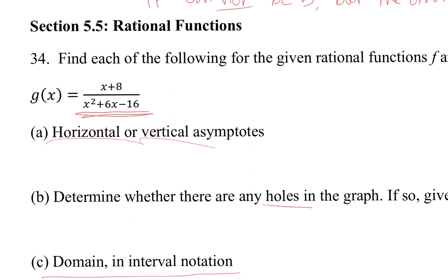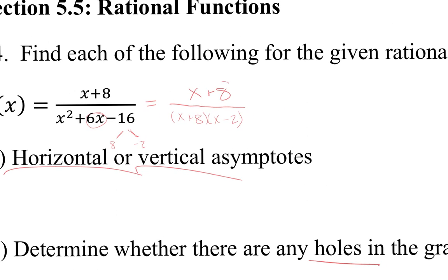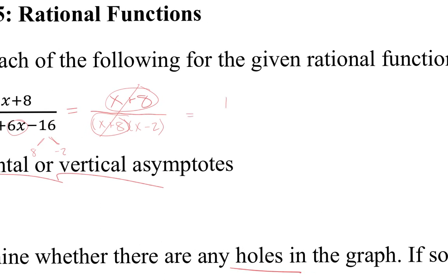So if I go ahead and do that, I'll have x plus 8 over... two numbers that multiply to negative 16 are 8 and negative 2. And then this 6 is the same as 8 minus 2. So we know that we'll have over x plus 8, x minus 2. So then notice we have something on top that's the same as on bottom, so those can cancel out, and we would be left with 1 over x minus 2.